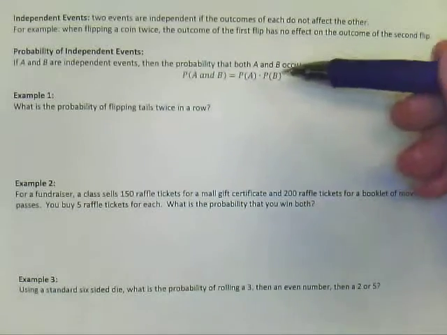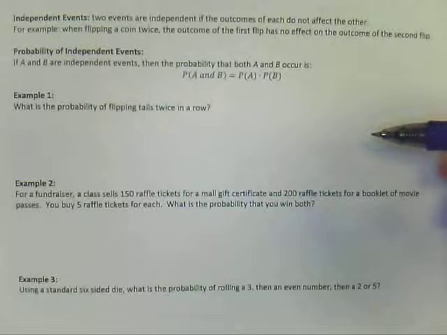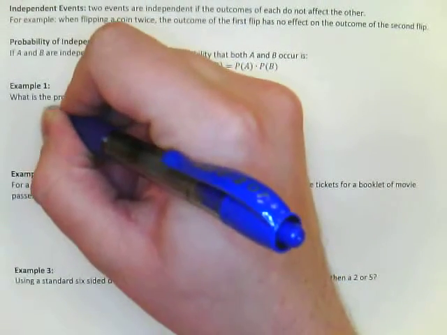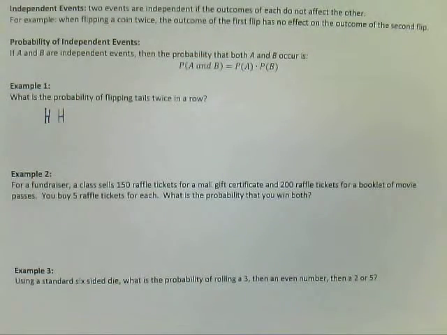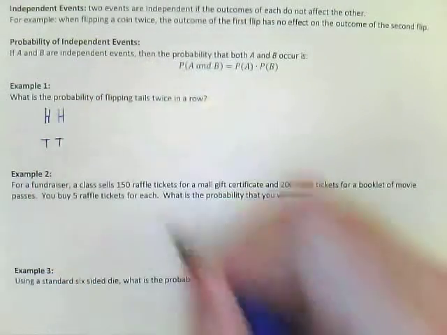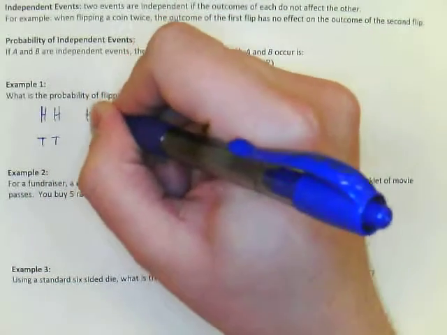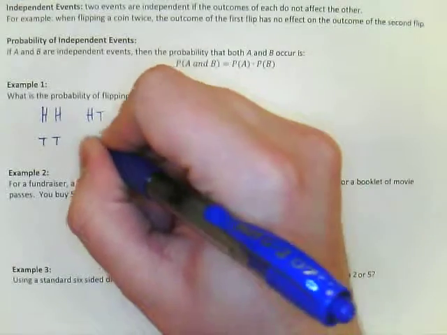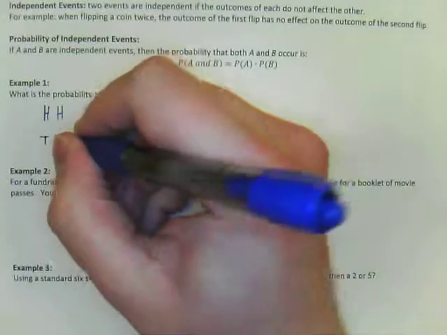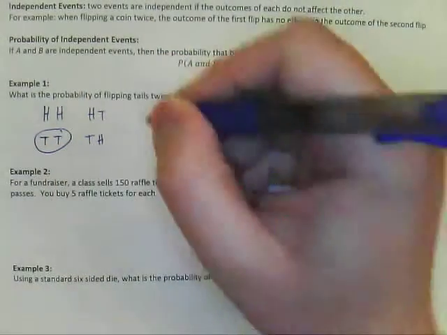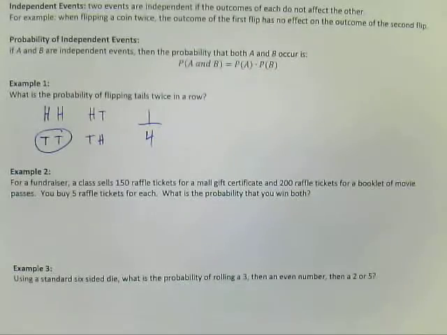Now before we get to this formula here, let's go into example one and just do it the long way. If we're looking for the probability of flipping tails twice in a row, let's look at all the ways this could happen. We could get heads on the first flip and heads on the second flip, or tails on the first and tails on the second, or heads on the first and tails on the second, or tails on the first and heads on the second. These are all the different ways you could flip a coin twice. The probability of flipping tails twice in a row is one of the four possibilities, so that's a probability of 1/4.